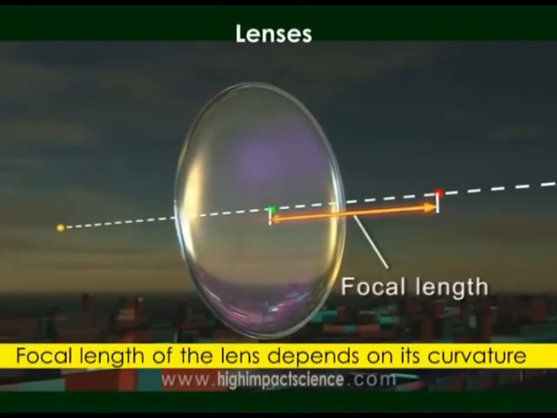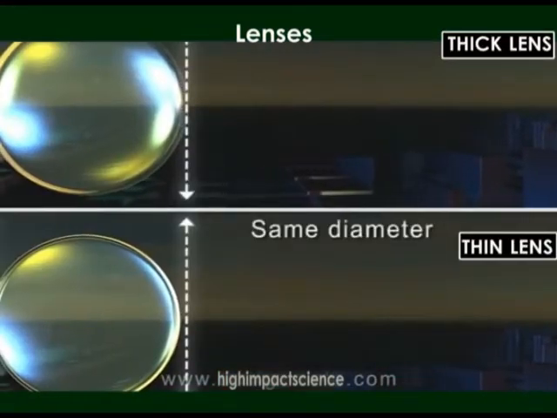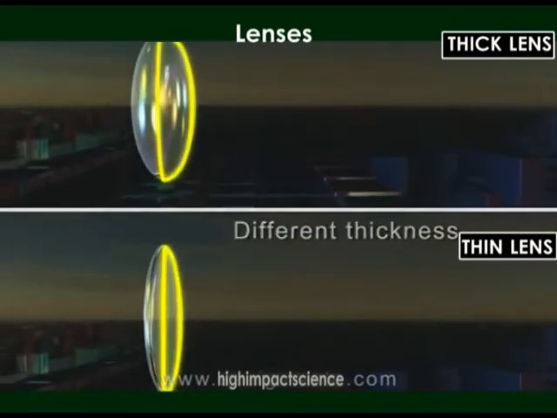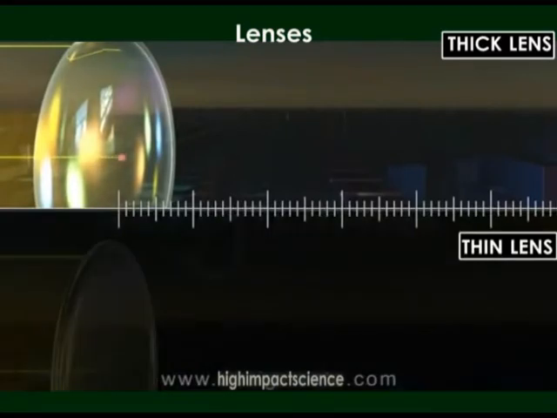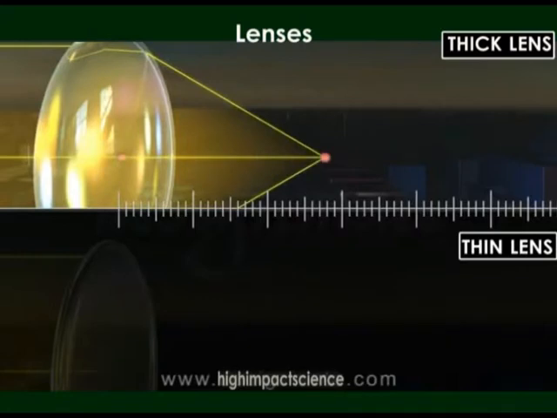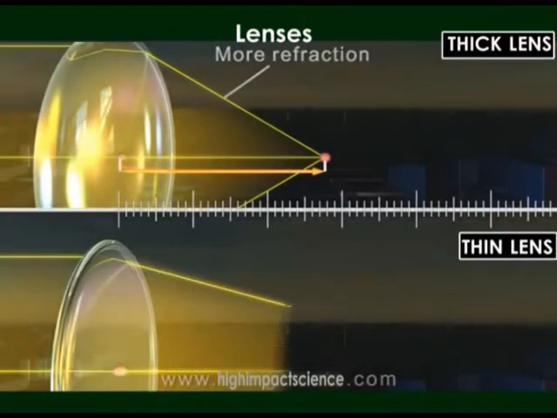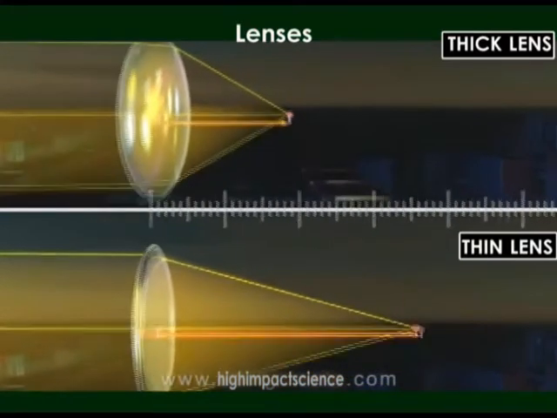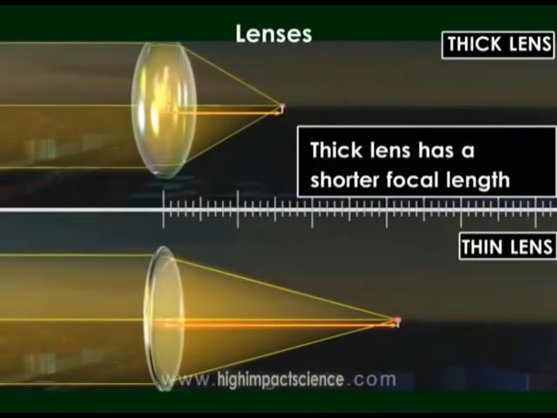The focal length of the lens depends on its curvature. If we have two lenses of the same diameter but of different thicknesses and hence curvature, when parallel light rays are incident on them, you can observe that the rays passing through the thick lens undergo more refraction and get converged at a shorter distance, as compared to the thin lens, which causes less refraction. So we see that the thick lens has a shorter focal length than the thin lens.